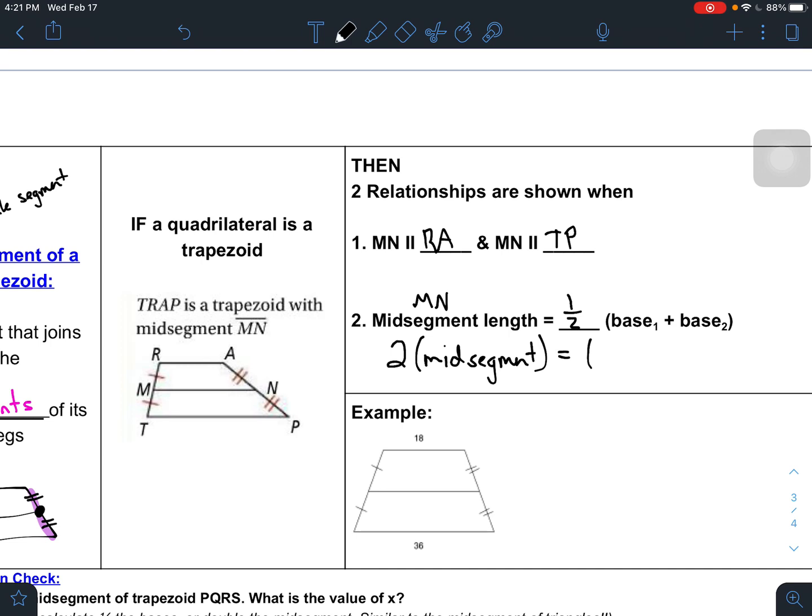To equal base 1 plus base 2. It's just a different way of solving this, and it might be easier depending on what you're viewing for a problem. But let's take a look at two examples. This is a base. This is a base. So this is our base 2. And this is our mid-segment.